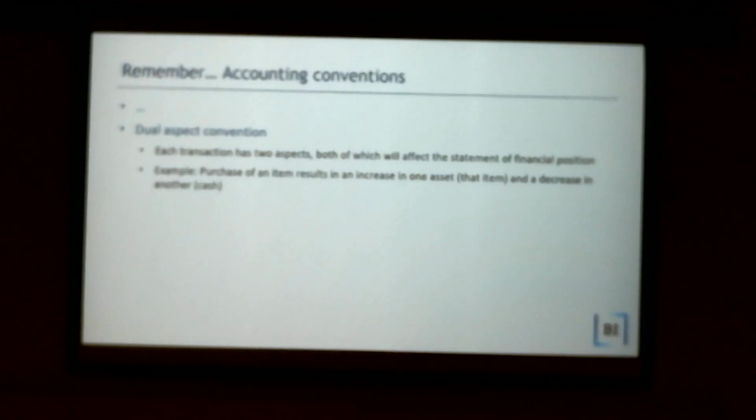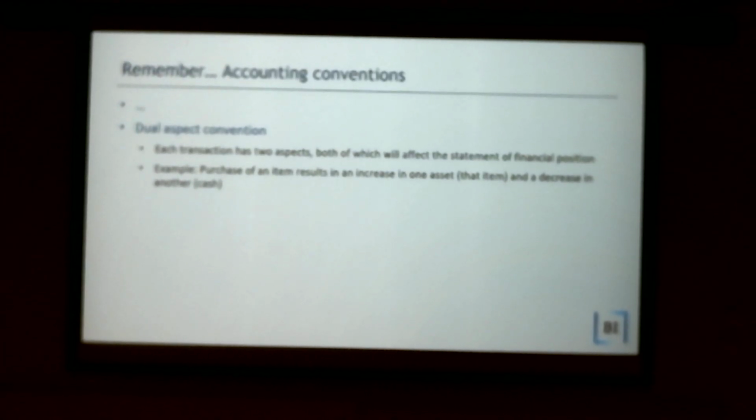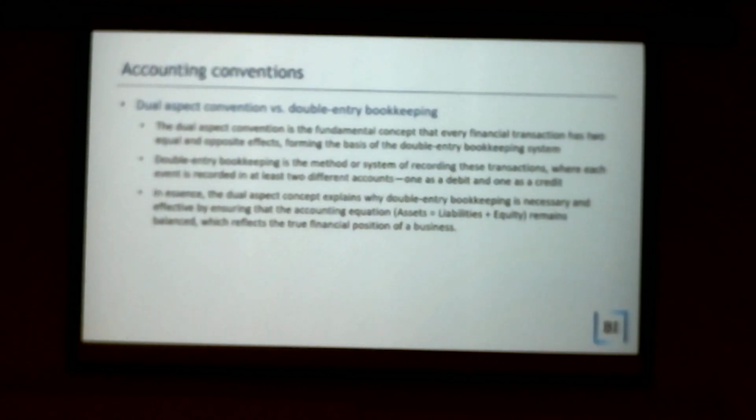And this is actually a slide from the very beginning. We talked about this dual aspect convention, that every transaction basically affects two sides. And this double entry bookkeeping, I mean, the name says it itself, kind of deals with this. So the difference between this convention that every transaction affects these two sides and double entry bookkeeping is basically that this idea of this dual aspect convention is the basis why this double entry bookkeeping was invented in the first place.